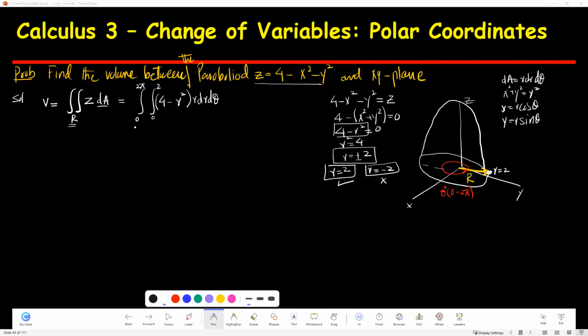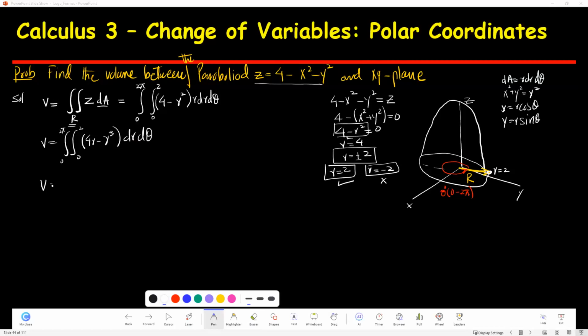Let's simplify this before we solve it. So I'm going to be writing volume equals integral from 0 to 2 pi, then 2, 0. And inside the parentheses, I'm going to be writing 4r minus r cubed dr d theta. All right, let's start solving this step by step.